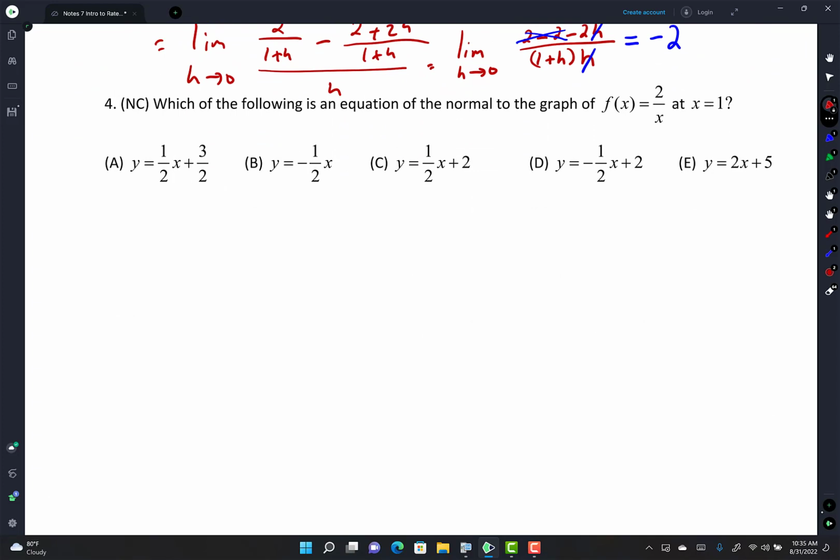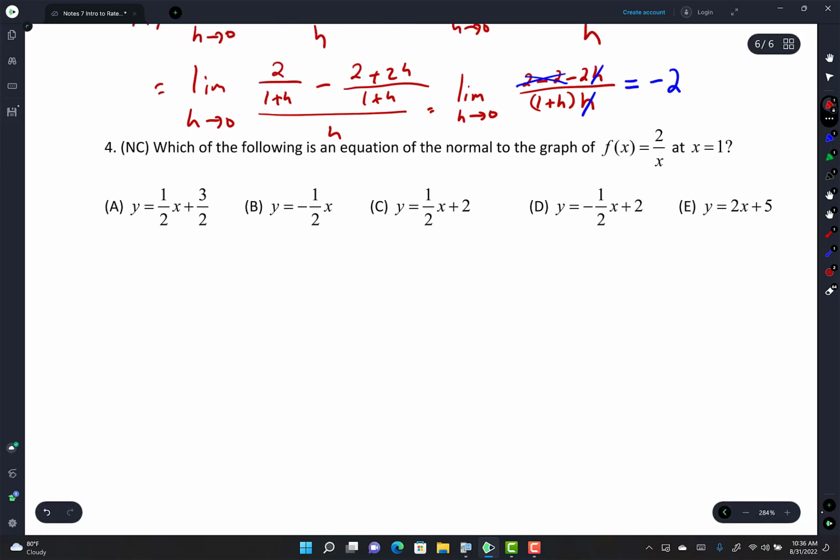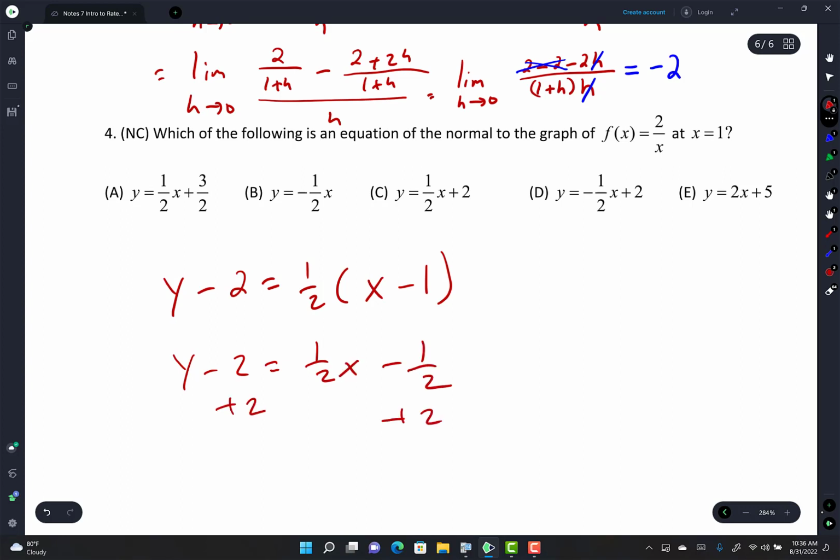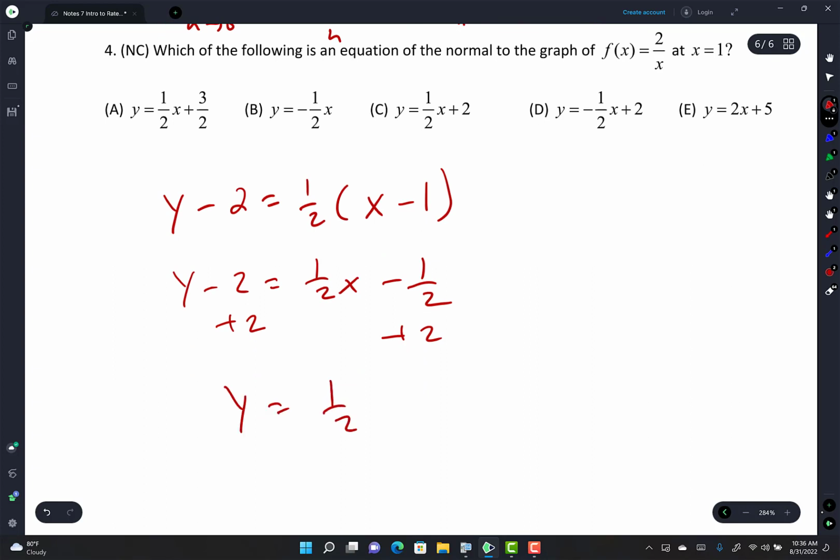I didn't get triggered, guys. All right, here we go. This one should be easy. It says they want the normal line now. It's the same point. How do I find a normal line? Opposite reciprocal. What's the opposite reciprocal of negative 2? Positive half. Y minus 2 equals a positive half times x minus 1. Turn that into one of those. Y minus 2 equals 1 half x minus 1 half. Add 2, add 2.